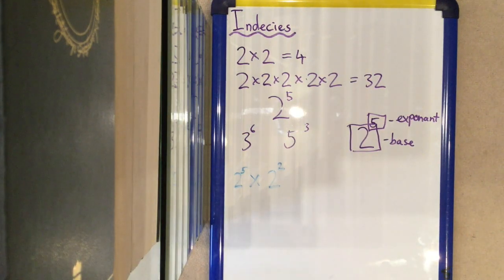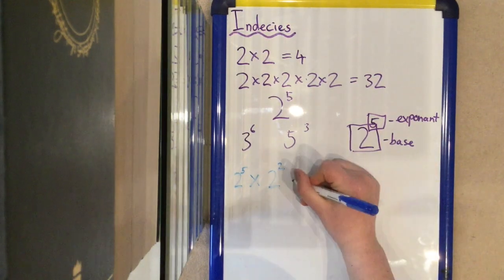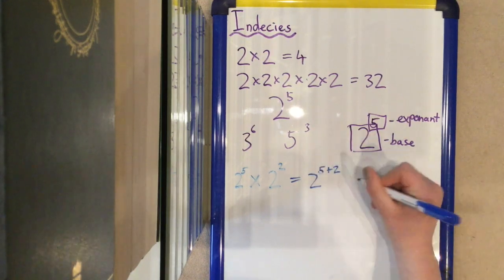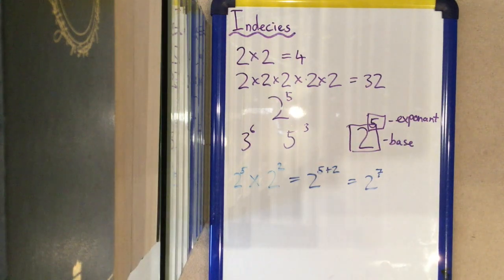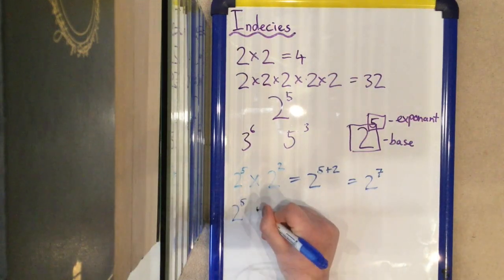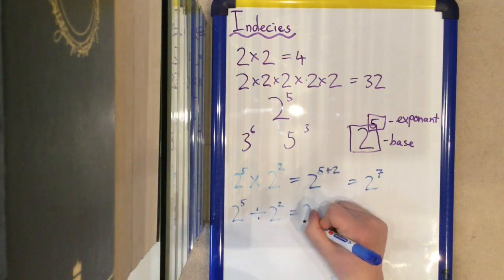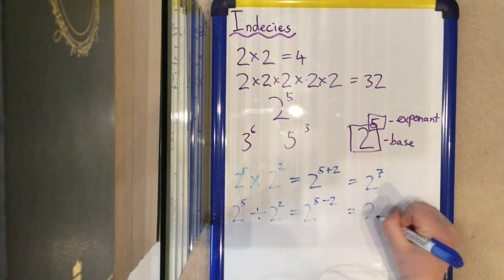Now the rule for this is if you are multiplying your bases, you add your indices. So that gets you 2 to the power of 5 plus 2, which equals 2 to the 7. This works in reverse if you're dividing. For example, 2 to the 5 divided by 2 to the 2 is the same as 2 to the power of 5 minus 2, which equals 2 to the power of 3.